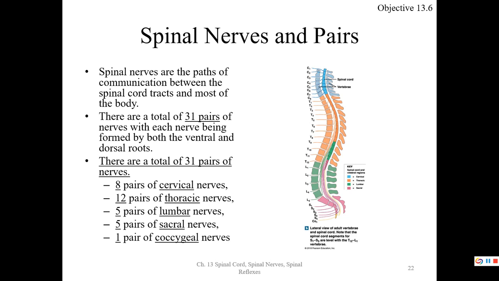From top to bottom: 8, 12, 5, 5, 1. Sounds like a number you might dial. 8, 12, 5, 5, 1.